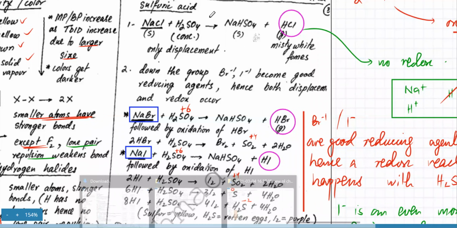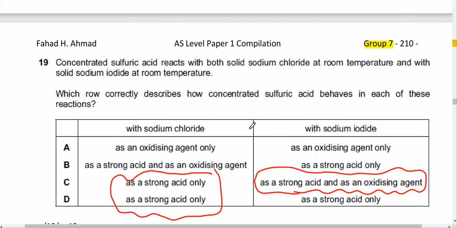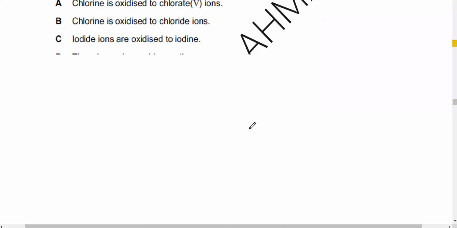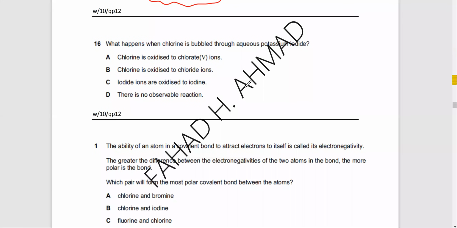Okay, next thing. Here's the question. What happens when chlorine is bubbled through aqueous potassium iodide? Now you know that chlorine is more reactive. So what would it do? It's going to displace, it's going to form KCl, and I2 is going to be displaced.